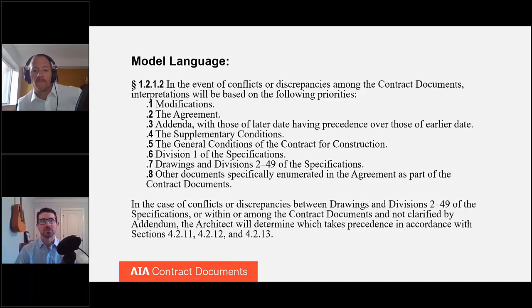And you'll notice here, just as a quick aside, in subsection 7, drawings and divisions 2 through 49 of the specifications are in the same line item. So they are essentially to be read at the same time and given the same weight. So you might actually get to the same issue where your drawings include a door and your specific division might include the hardware, and that's when you look to the bottom paragraph and say, if there is a conflict between those two, then you maybe ask the architect for clarification in accordance with the other terms of the agreement.